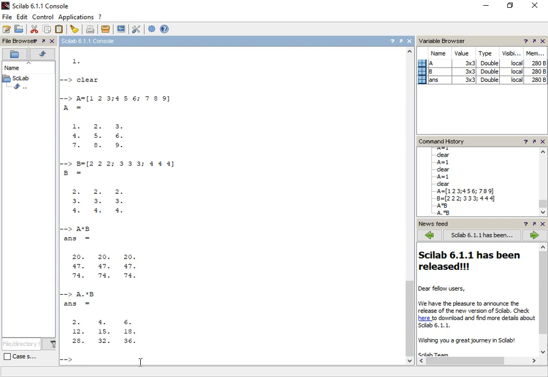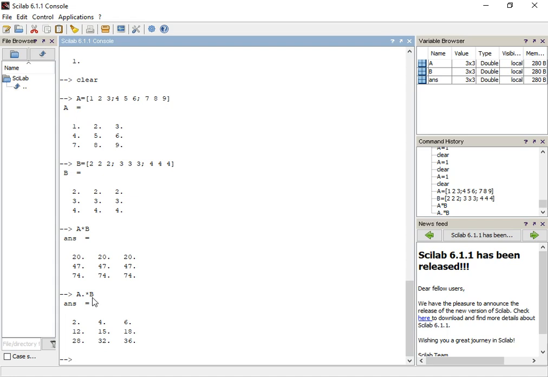What that is, see, the first entry is multiplied with the first entry, that is 1 times 2, that is 2. 2 times 2, that is 4. 3 times 2, it is 6. 4 times 3, it is 12. 5 times 3, it is 15. 6 times 3, it is 18. 7 times 4 is 28. 8 times 4, 32. And 9 times 4, 36. So this command is used to get the pointwise multiplication, and the previous command was used to find out the matrix multiplication. Okay.